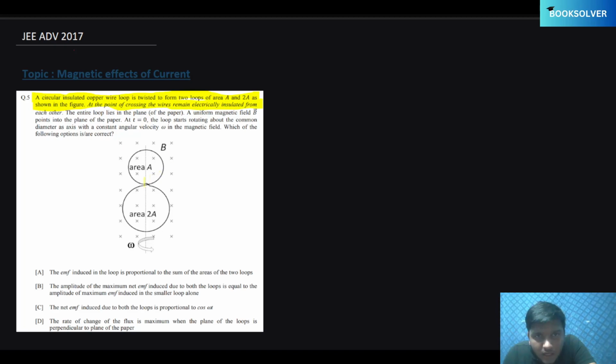So there's no touching between the wires here. The entire loop lies in the plane of a uniform magnetic field B. At t equal to 0, the loop starts rotating with angular velocity omega. Which of the following options are correct?